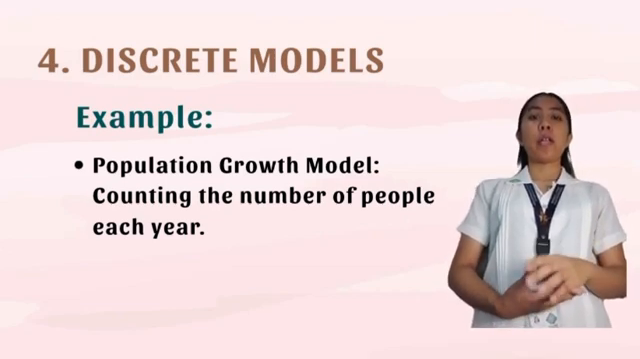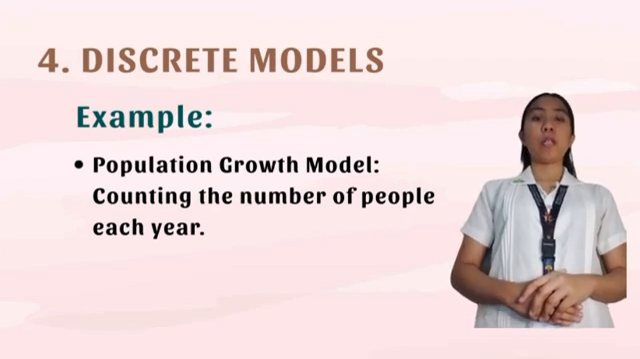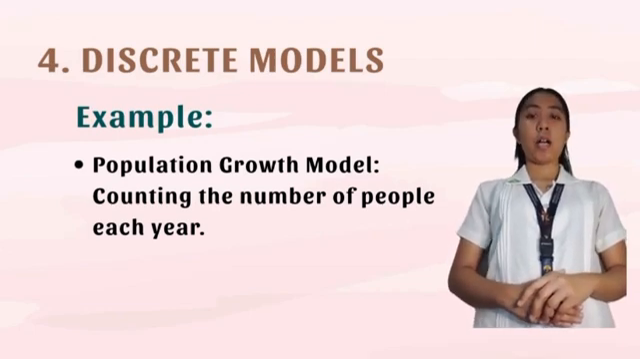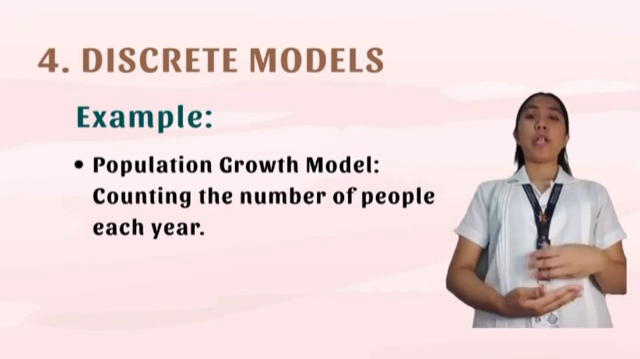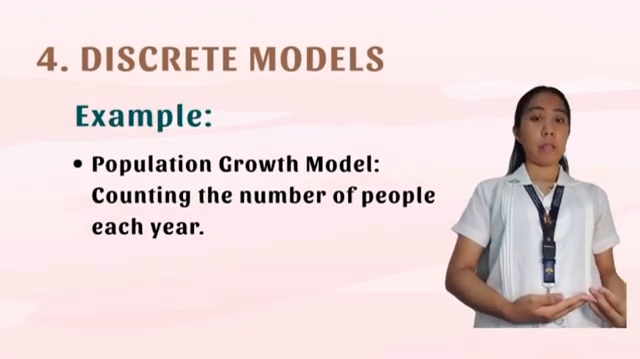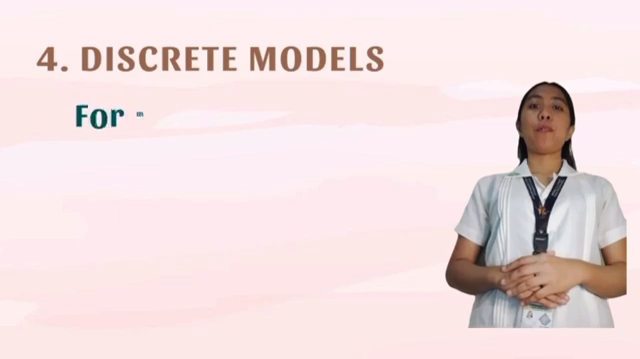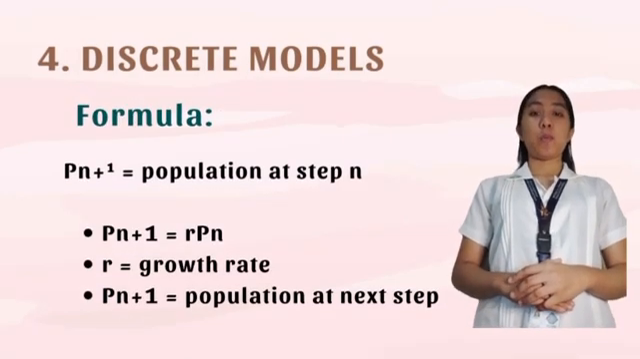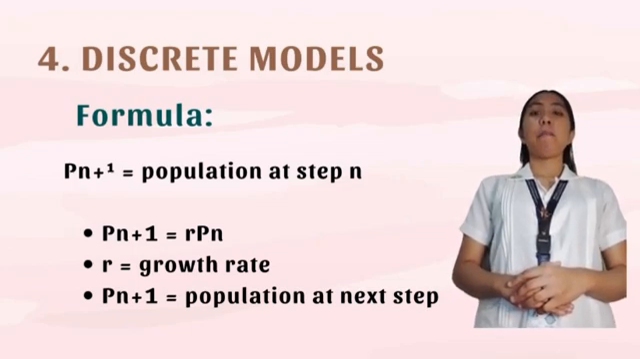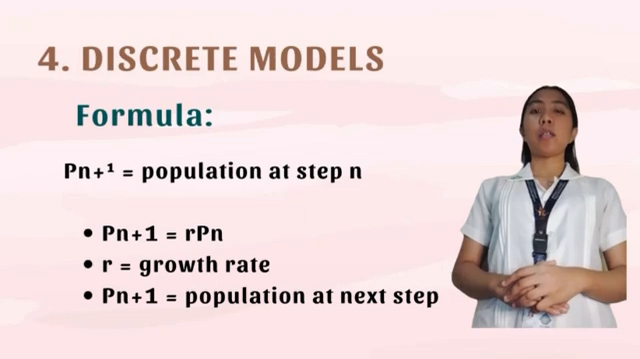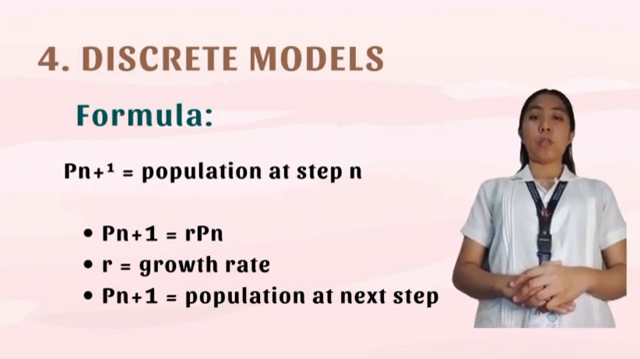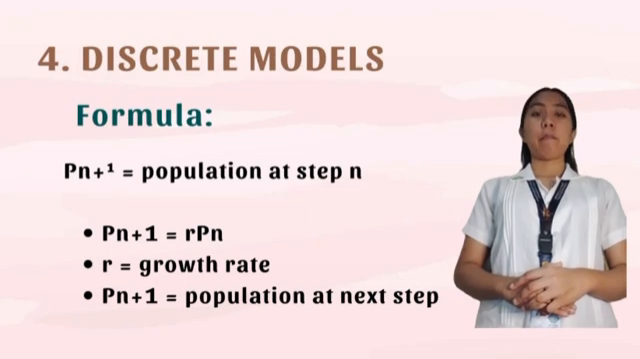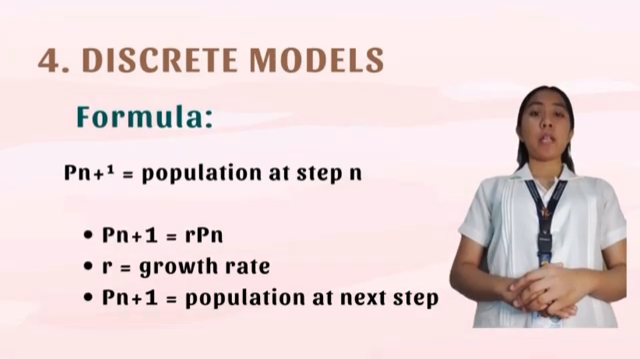The model is discrete because people are countable units. The population is measured at a specific time, yearly, not every moment. The formula for the discrete model is P sub n plus 1 equals R times P sub n, where P sub n is the population at step n, R is the growth rate, and P sub n plus 1 is the population at the next step.